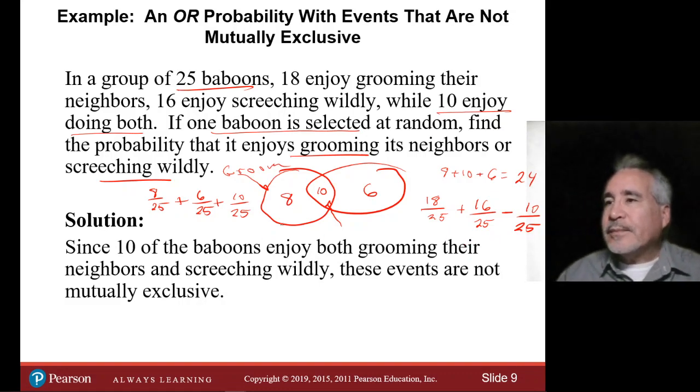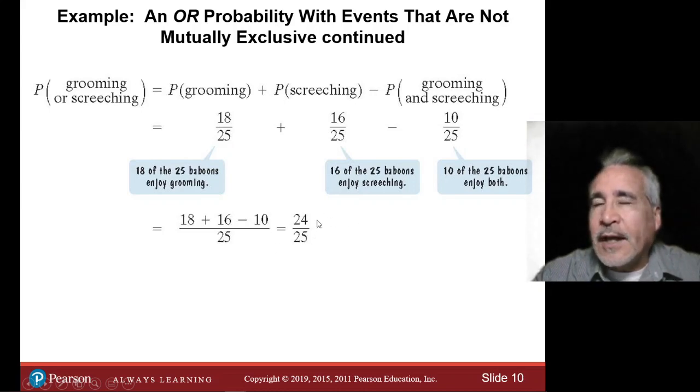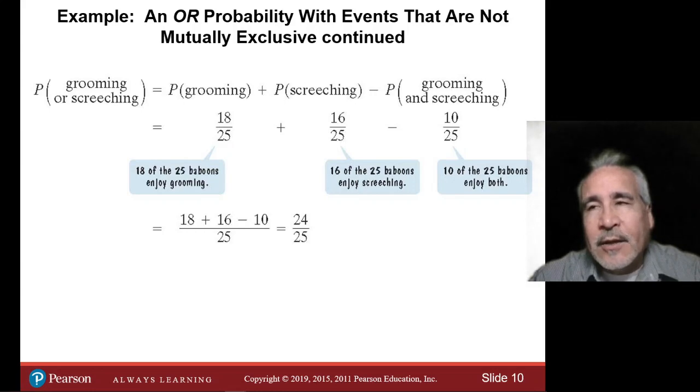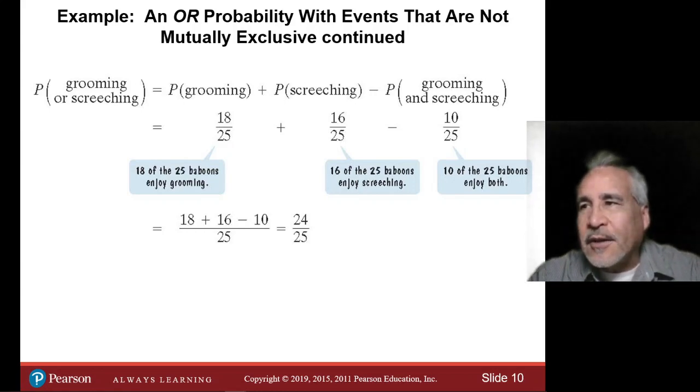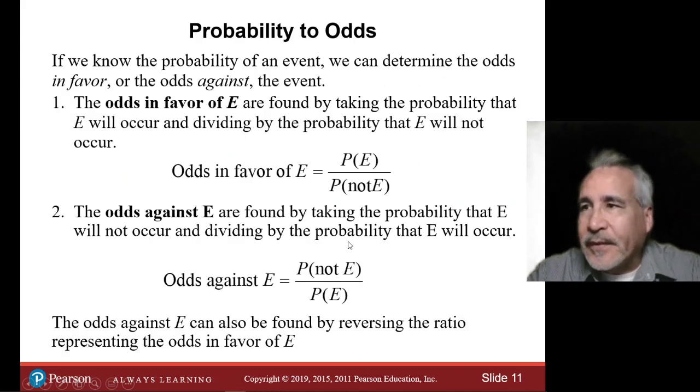So I'm going to click through and it will do the counting for us, the 18 out of 25, the 16 out of 25, and then subtract the 10 out of 25. Total 24 out of 25. However you do it, we don't have 34 baboons, so it wouldn't make sense to get 34 out of 25. So this is not mutually exclusive, because there are some baboons that are in both groups.